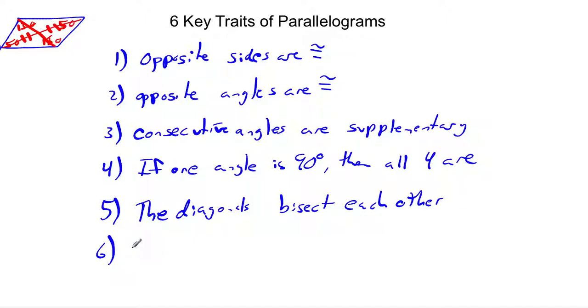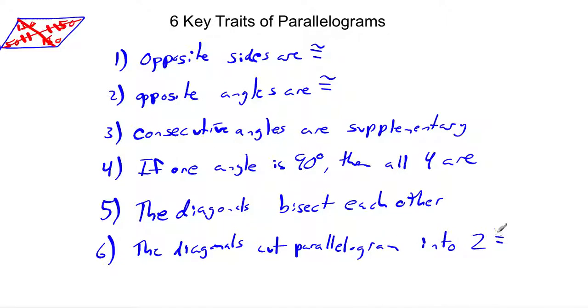Also, looking at those diagonals, the diagonals cut a parallelogram into 2 congruent triangles. So if you think about it, we have side, side, side. We have 2 congruent triangles there. We could prove that, but we don't need to. This is a nice key trait. It's a definition. Somebody else already proved it for us, so we don't need to do that. So these are 6 key traits, and we're going to be using these to solve different equations.